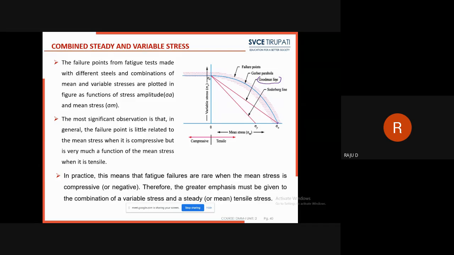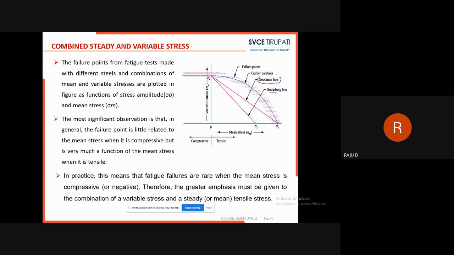Otherwise, if you draw a line between the endurance limit and yield point value, that is called the Soderberg line. This method is recommended for both ductile and brittle materials. One more is called the Gerber method. The Gerber method and the Goodman method are similar. The main difference is that in the Gerber parabola, a parabolic curve is drawn between the endurance limit stress and the ultimate stress point. That is called the Gerber parabola method.